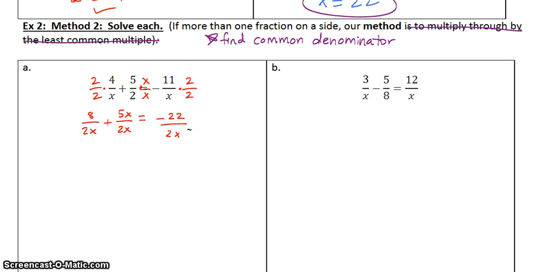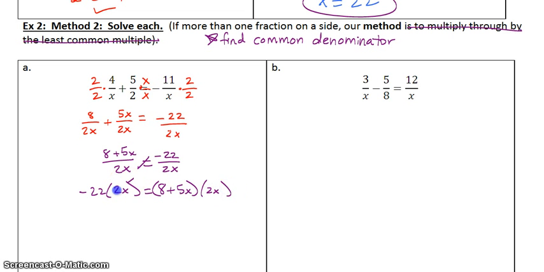it's basically as if, well, I'll show you the longhand way first and then I'll show you the shortcut, so don't write this down. But the longhand way is if these are the same on this side, I could add them together. And now it technically is something I could cross multiply. But because there's a 2x on both sides, the 2x cancels, and I'm just left with negative 22 equals 8 plus 5x. So here's the shortcut.